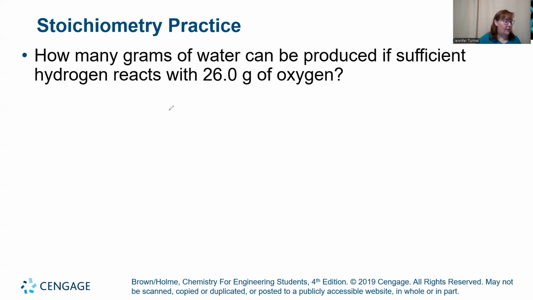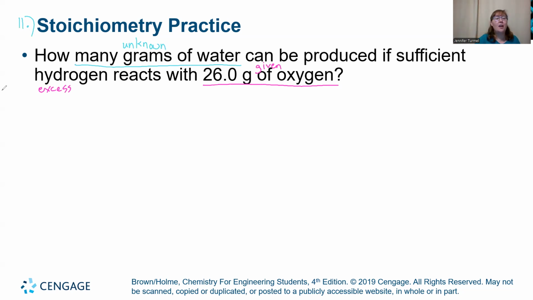Right. And now we have another practice problem here, and this is slide number 11. It says, how many grams of water, so here's our unknown, can be produced if sufficient hydrogen reacts with 26 grams of oxygen. So this is our given. And because it says sufficient hydrogen, that means that we have an excess of hydrogen and we can ignore that.